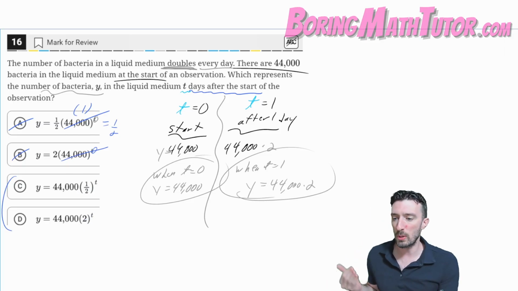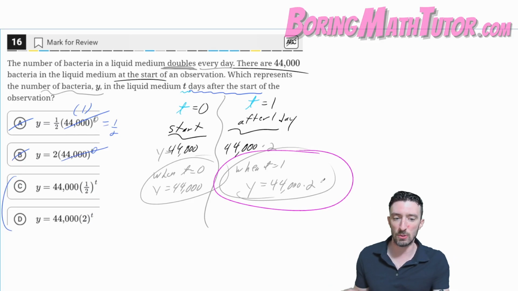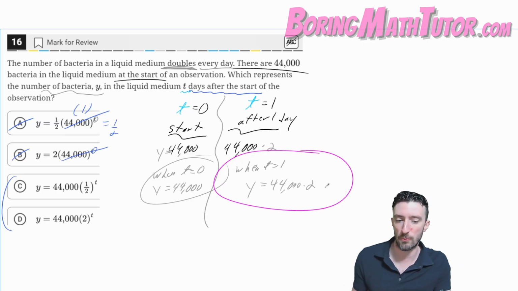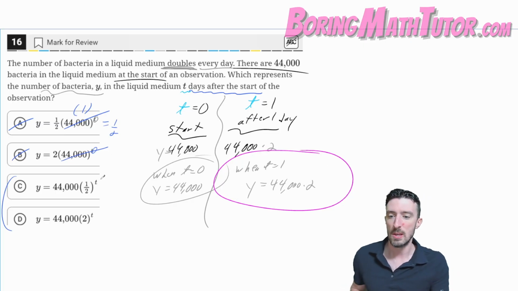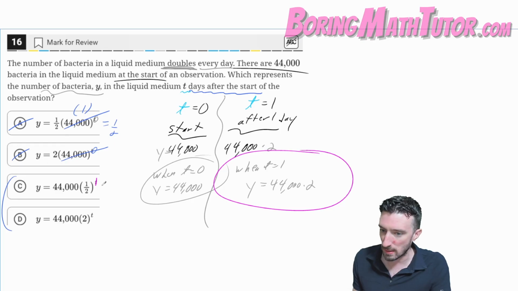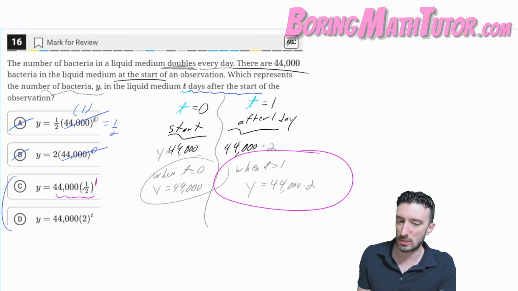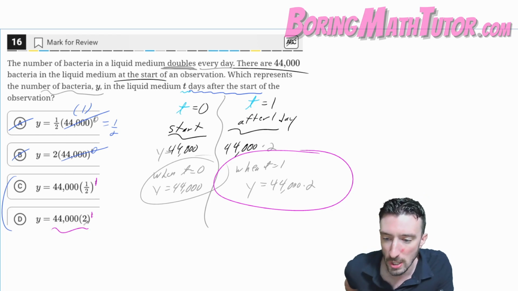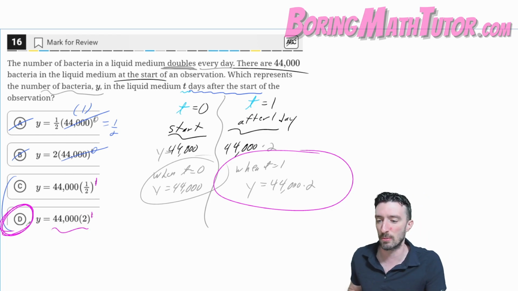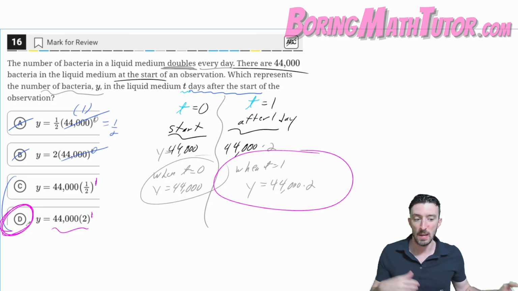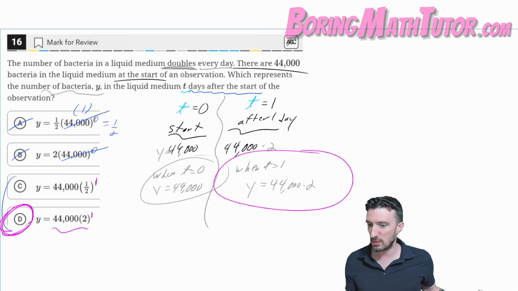But now we got to go down to the fact that when T equals 1, we're supposed to get 44,000 times 2. So when I plug in the 1 in C, I get 22,000. Not what I'm looking for. This one is 44 times 2. That gets me what I'm looking for. Answer is D. You know, this is the slow way of doing it.